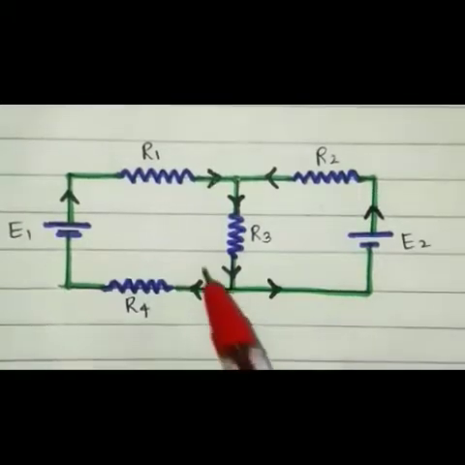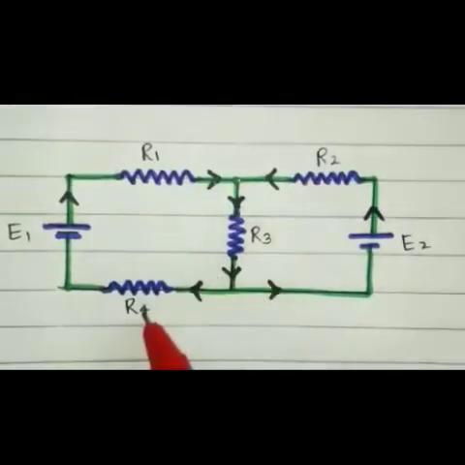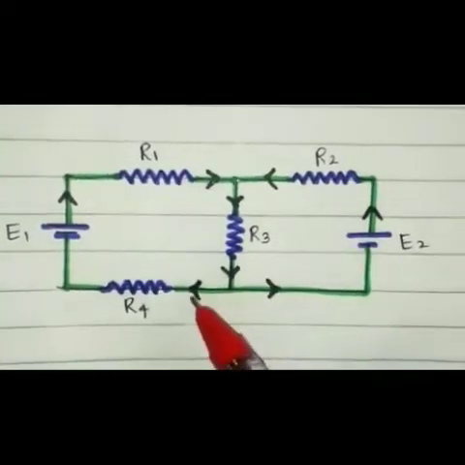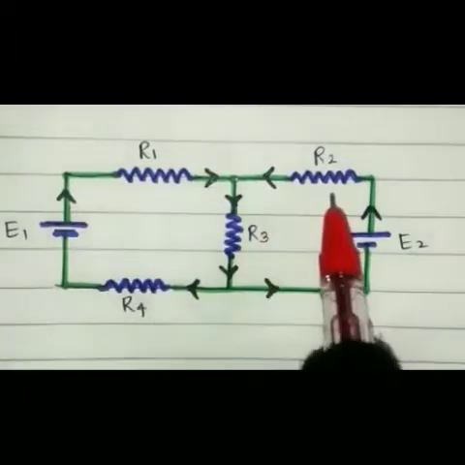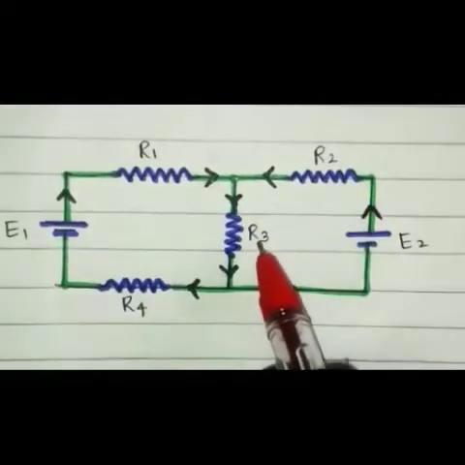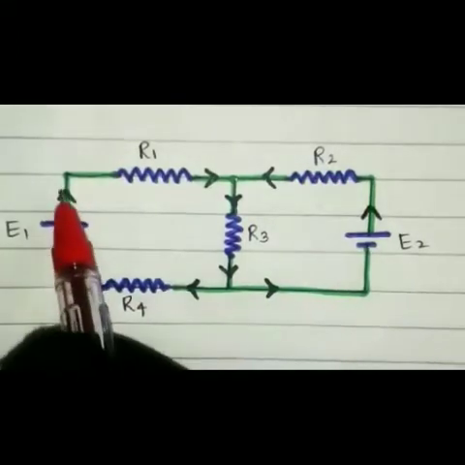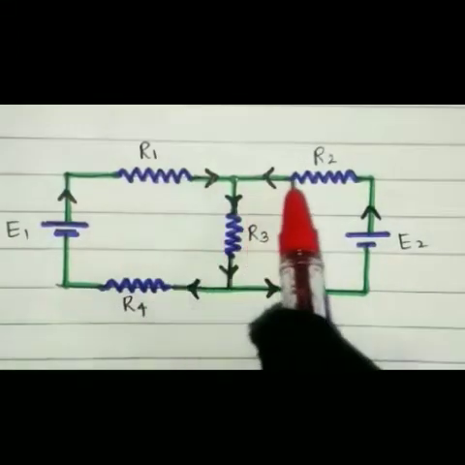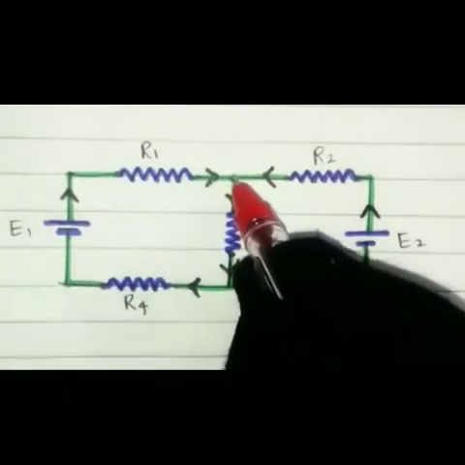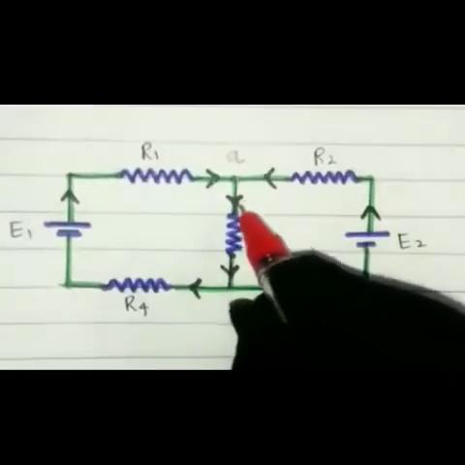Here I have a circuit diagram where four resistors R1, R2, R3 and R4 are connected, and two batteries, E1 and E2. If we have to mark a junction in this circuit, can you mark where the junction is? Let's recall the definition: a junction is the point where two or more conductors are joined together. Can you see where two or more conductors are joined together? Yes, this point. Here three conductors are joined together. That means this is one of the junctions, so I'm going to mark it A, that is junction A.